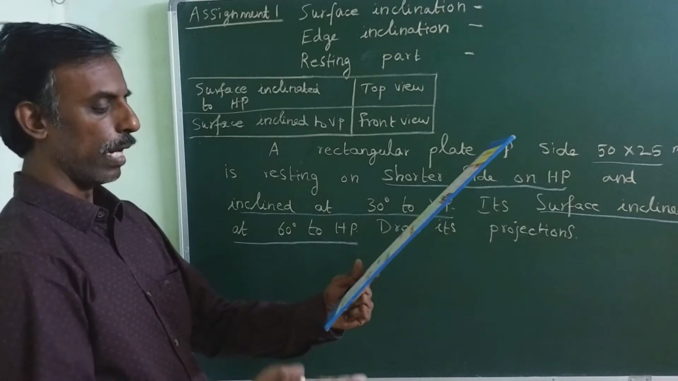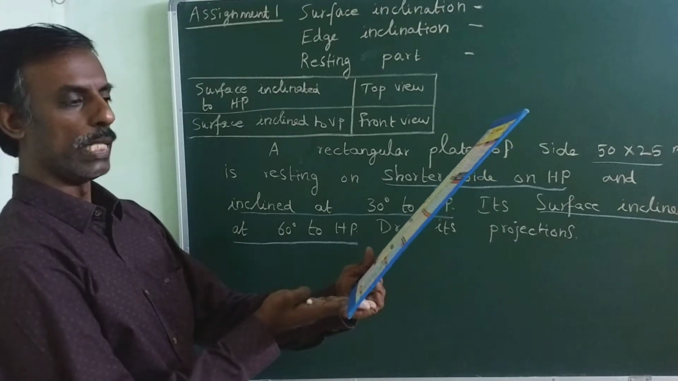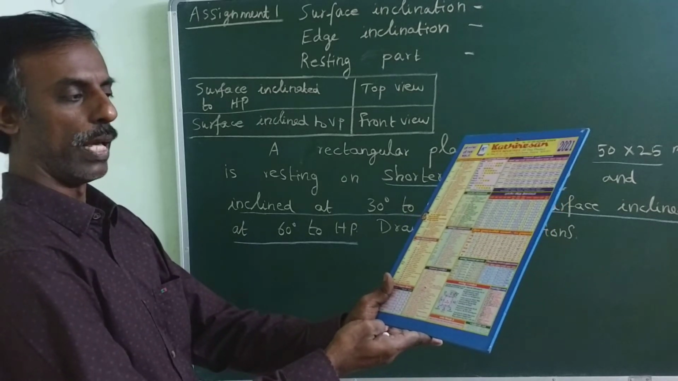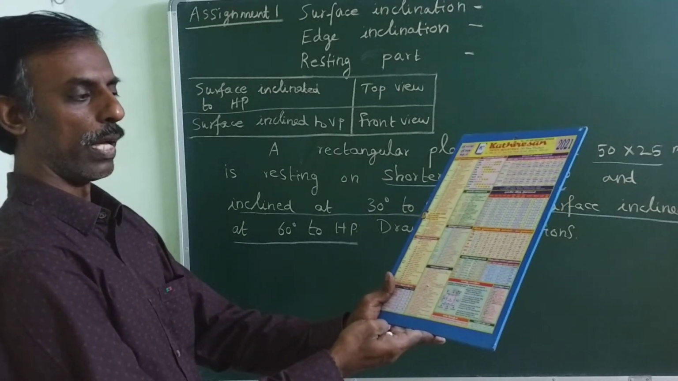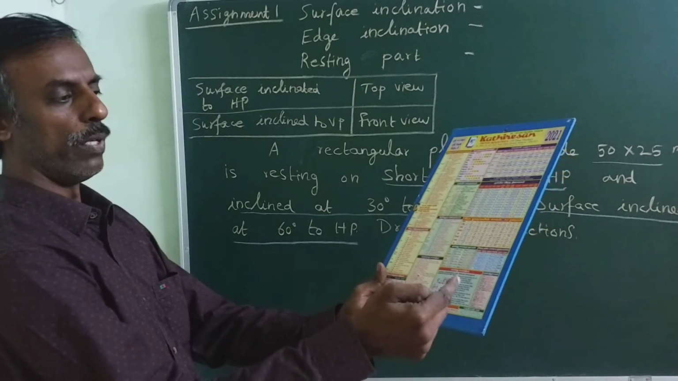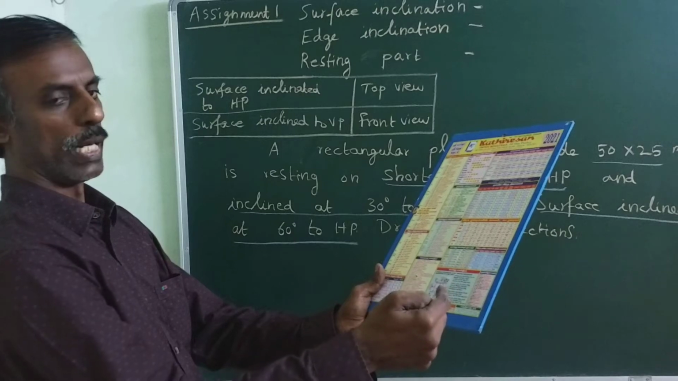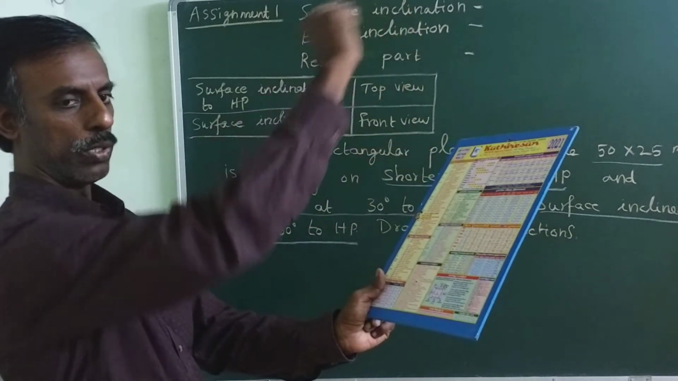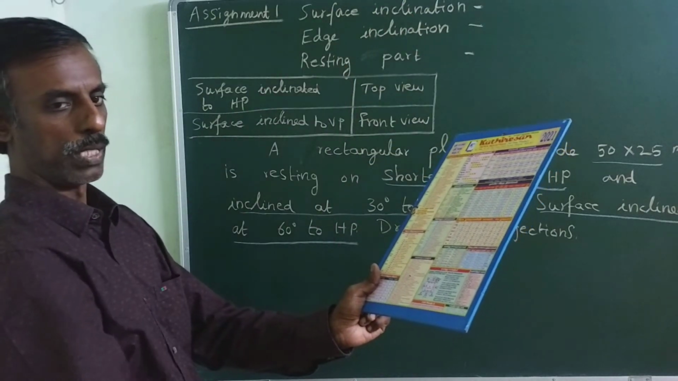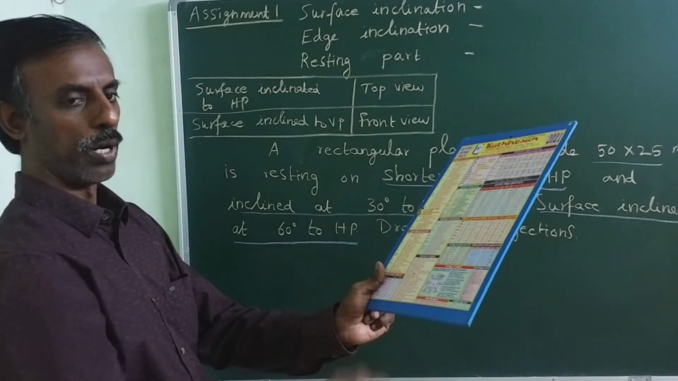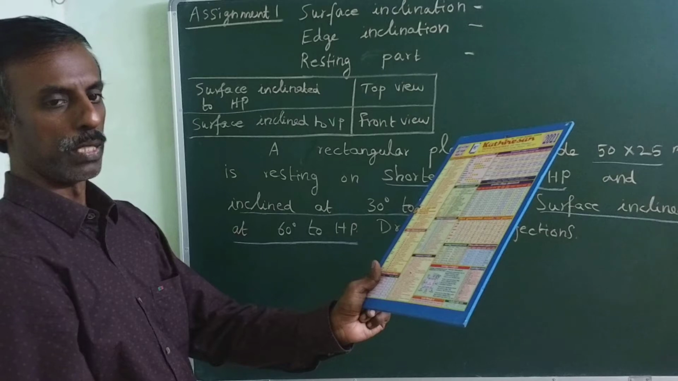The final diagram, this resting edge will be inclined to VP. So it's a three-stage diagram. This is our final diagram. Front view will show apparent shape and size of the rectangle. The top view will give you the apparent shape and size of the rectangle. So you cannot draw the final front view and the top view in this orientation.